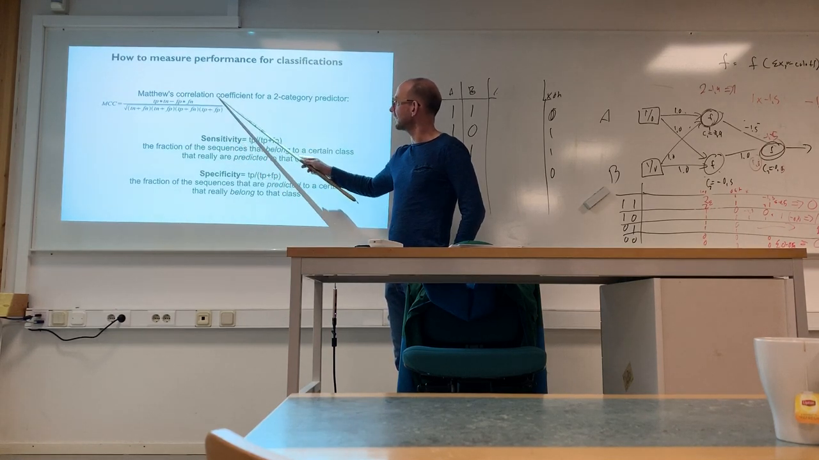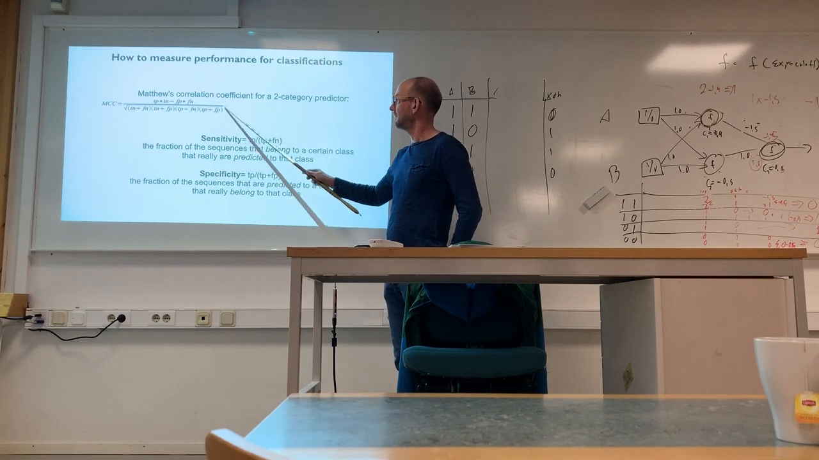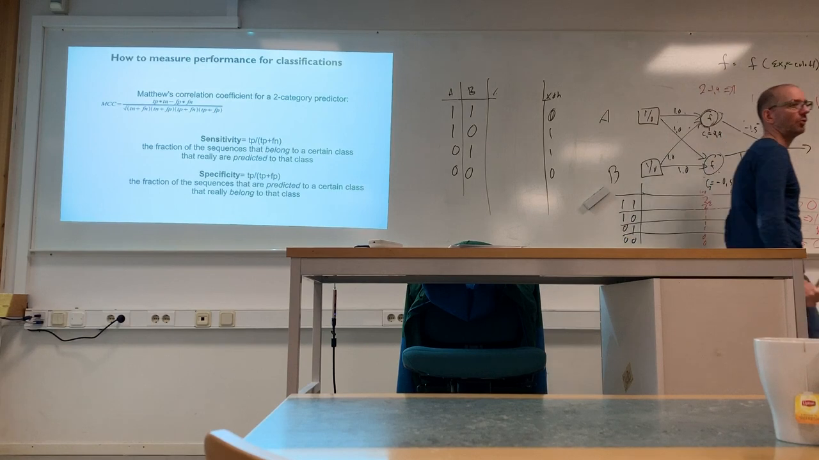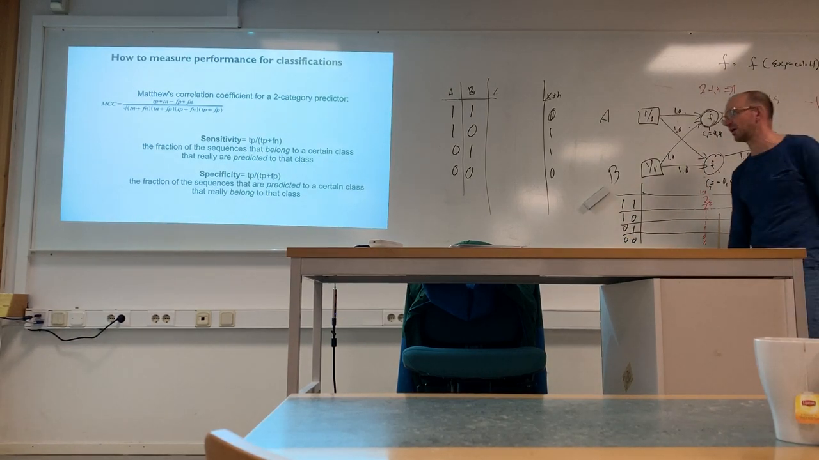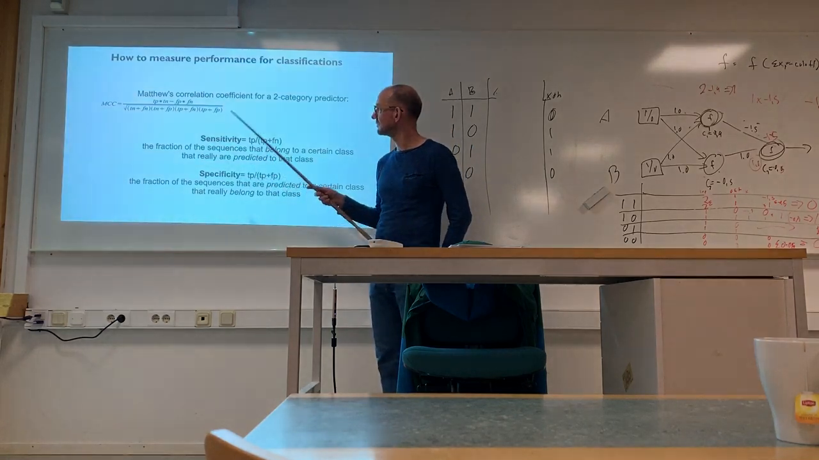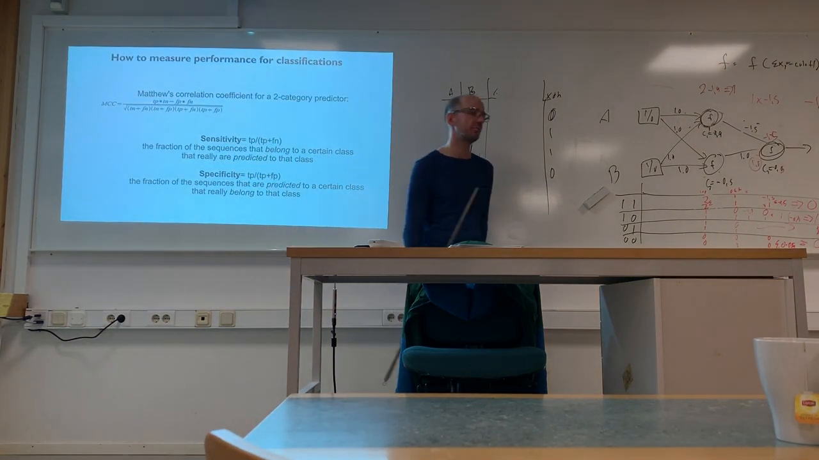And that's a very useful measure for unbalanced data sets. It's not really linear, so if you have 0.3 or 0.4, that doesn't really provide much value, but if you have 0.6, 0.7, 0.8, you get quite good values. So if you want to have one number to measure, that's probably the number you should use.